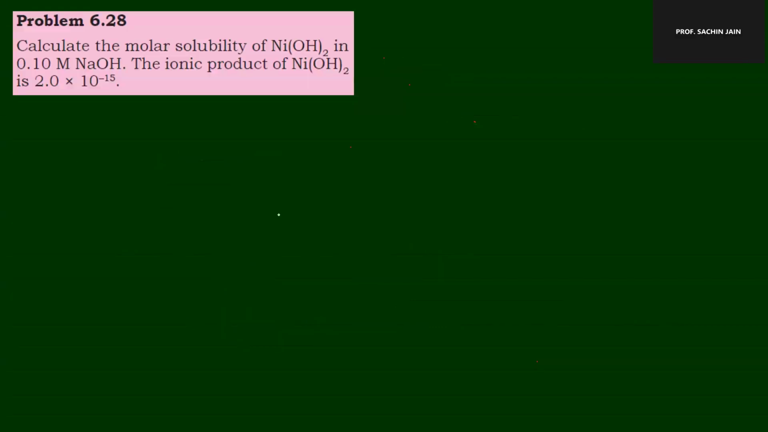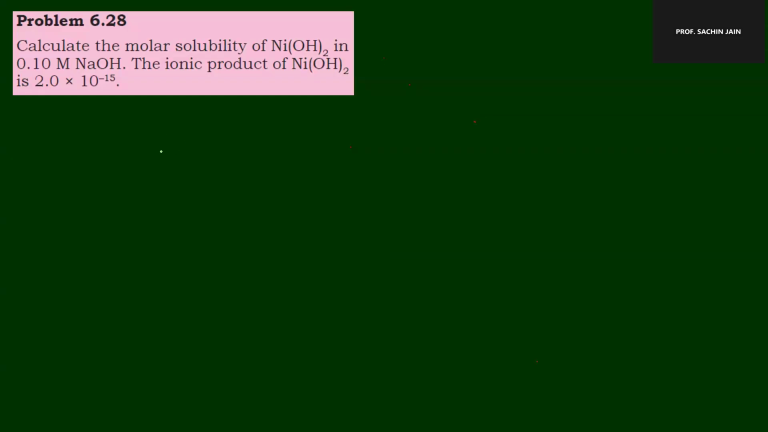हाँ, अब यहाँ पर दिस इज द नेक्स्ट क्वेश्चन रिलेटेड टू द molar solubility. We have to calculate the molar solubility of Ni(OH)2 in 0.1 molar NaOH. The ionic product of Ni(OH)2 is 2 into 10 raised to minus 15. Now, in this particular question, there is Ni(OH)2, जिसका solubility is to be found, मतलब that's the sparingly soluble salt in consideration, and it's present with the NaOH.